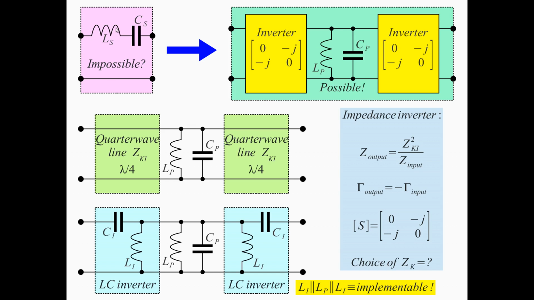How do we solve this problem? We put impedance inverters in front of and after a parallel tuned circuit. A parallel tuned circuit can usually be made because the inductance is small.